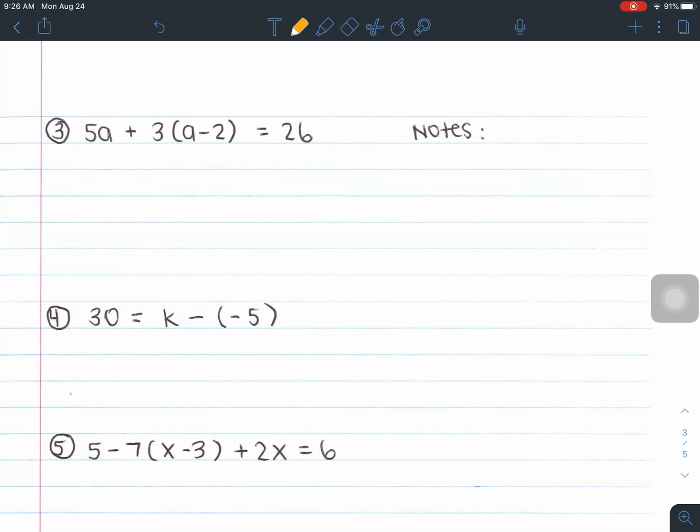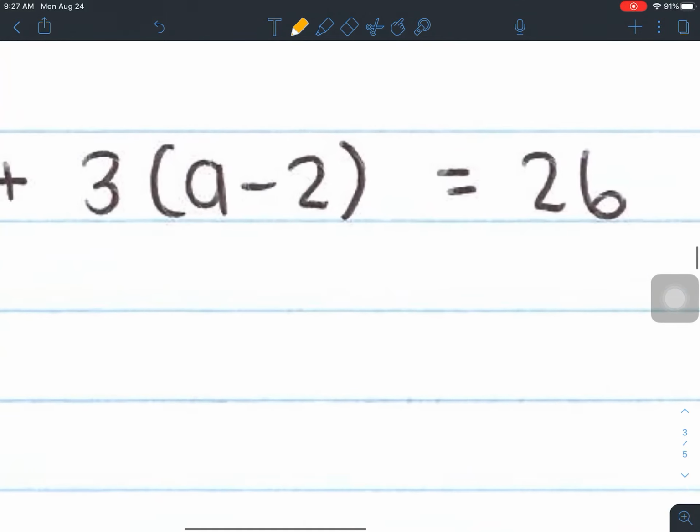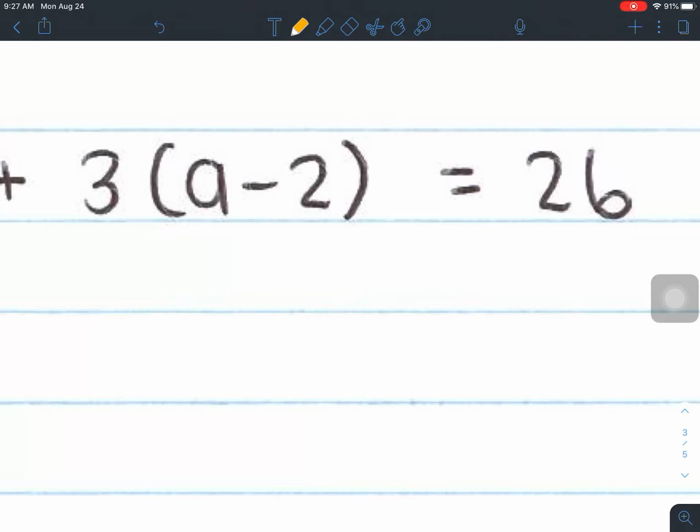5a plus, or not 5a plus, 5a plus 3, parentheses a minus 2 equals 26. All right, now this one's different from the previous one because there's parentheses here. How do I get rid of parentheses? And you're like, whoa, you just told us that we shouldn't mess with parentheses first because PEMDAS says we shouldn't. Actually, PEMDAS says check inside the parentheses. Can you simplify what's inside? If I look at this, I have a minus 2. Can I simplify that really to anything?